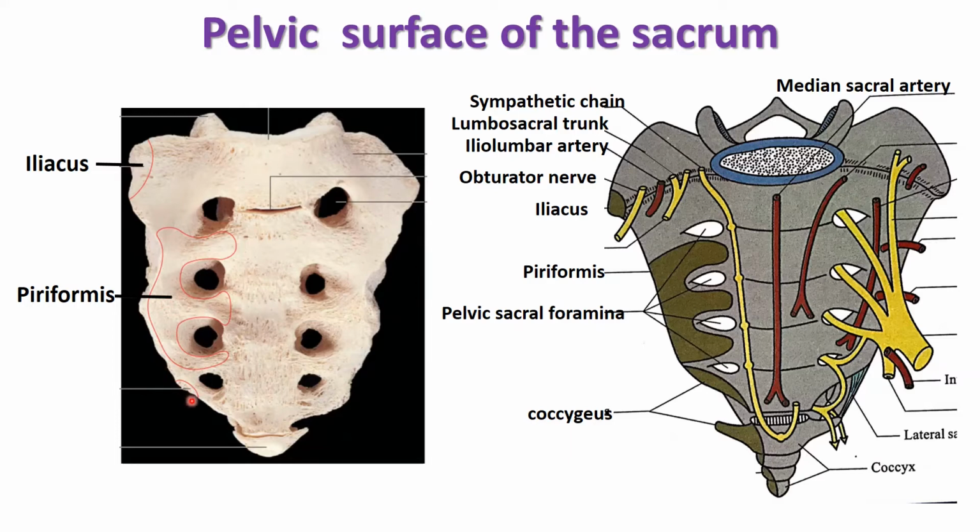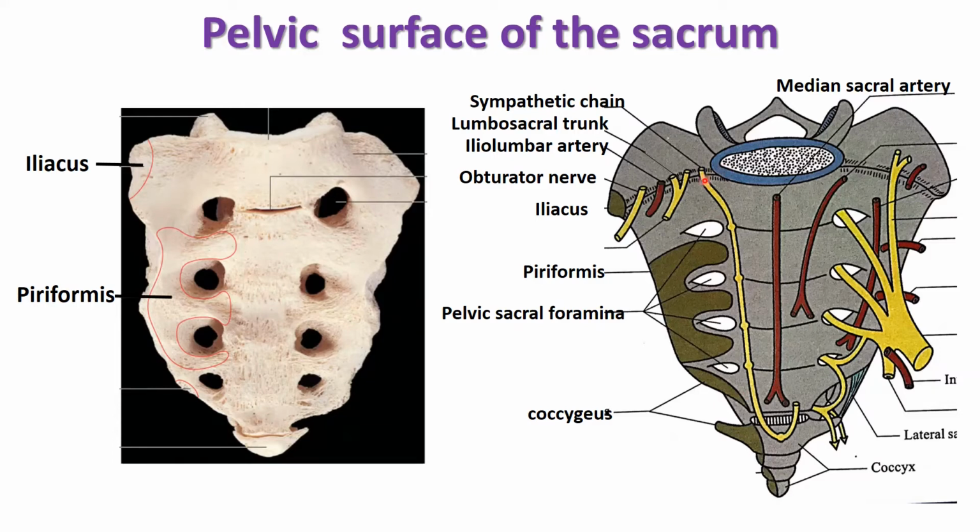Inferolaterally, the part of lateral mass corresponding to the fifth sacral vertebra gives origin to the coccygeus muscle along with the coccyx. So coccygeus muscle takes origin from the sacrum and coccyx. Coccygeus muscle is a part of levator ani muscle, forms the pelvic diaphragm and supports the pelvic viscera.